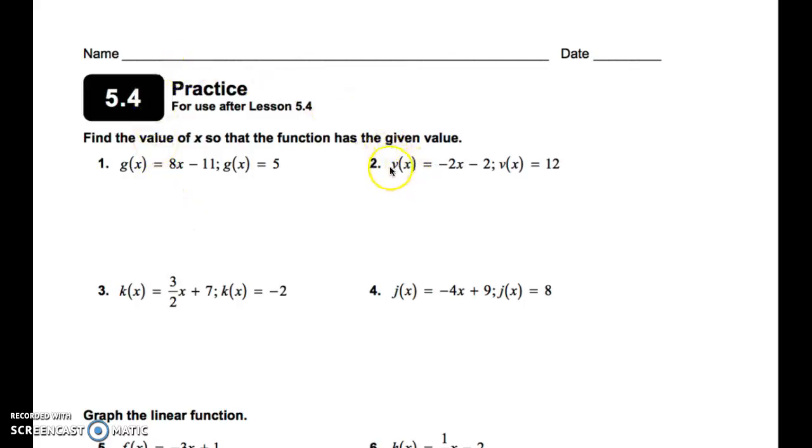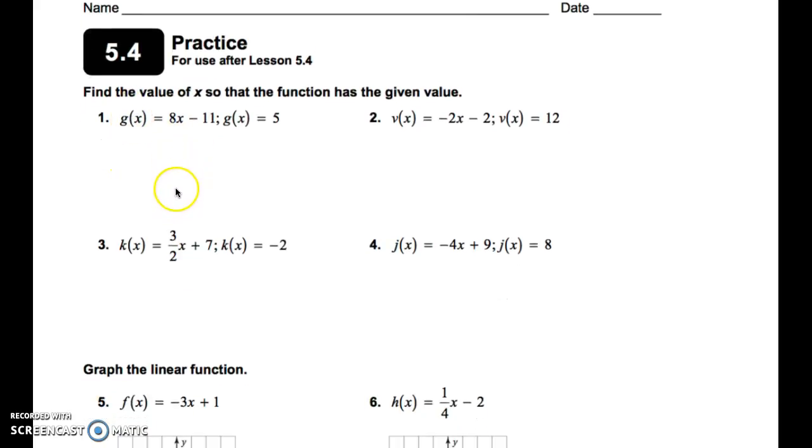Number 2 would be V of X equals negative 2X minus 2. This would be K of X. This would be J of X. Basically, if you just want to think of it like this, all that's doing is replacing the y in an equation, y equals mx plus b. It means the same thing. When you go to graph them, it's graphed the same way. It's just denoting that this is a function. So we're going to work through this page together in this video, and it'll give you a little bit better understanding of how these work.